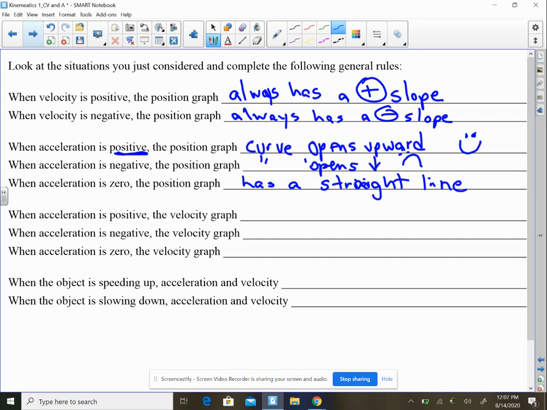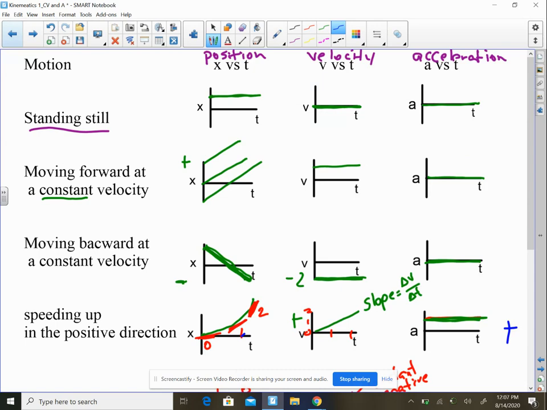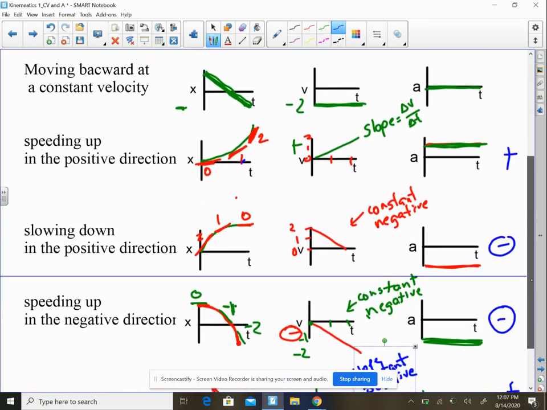Okay. How about this? When the acceleration is positive, what does the velocity graph look like compared to when it's negative? Or what about when it's zero? So let's start with when it's zero, because those are the first three. What does the velocity graph look like compared to the rest?